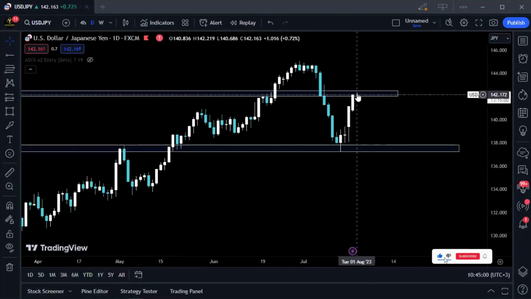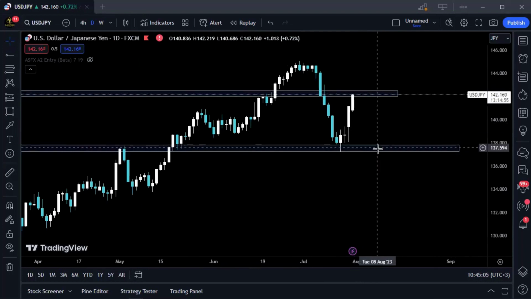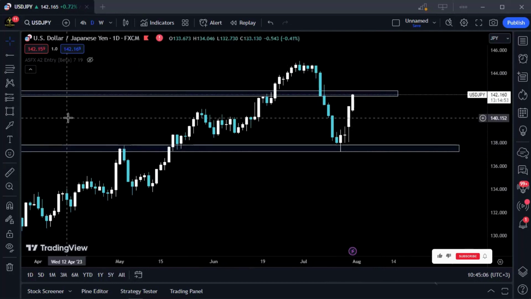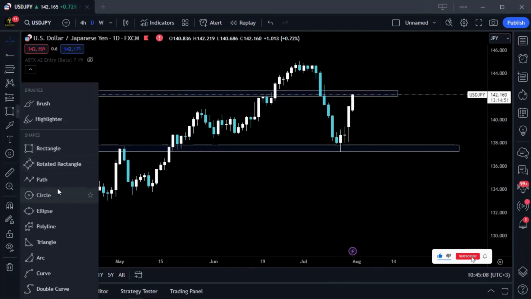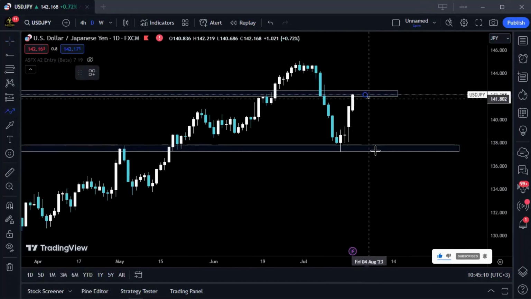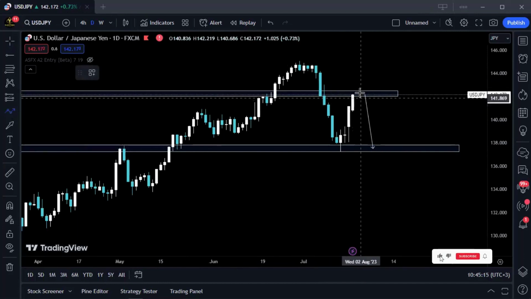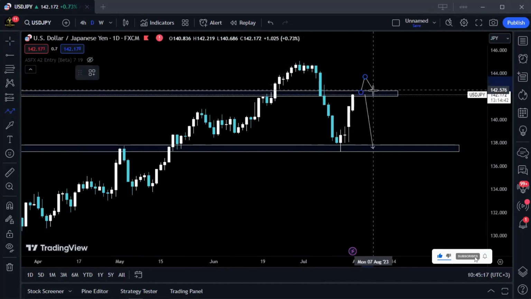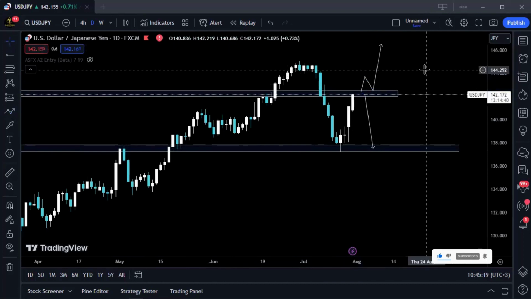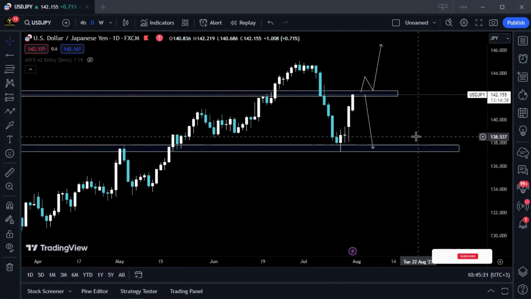So I'll be looking for a sell if prices close here with a doji, then we'll be looking for sells until prices reach here. Let me just use this one. Prices to sell until they reach here. Now, should prices break above this structure here, that means we'll be looking for bullish continuations. That's our game plan on USDJPY.